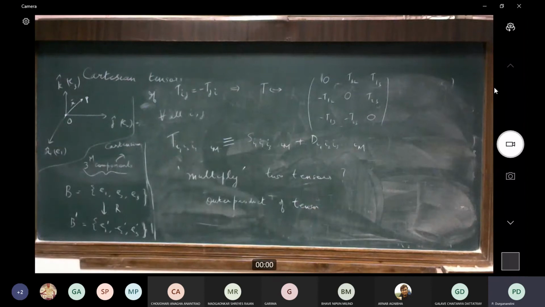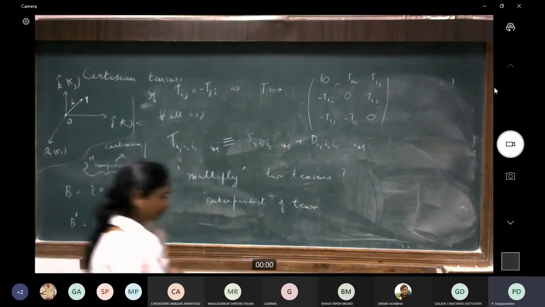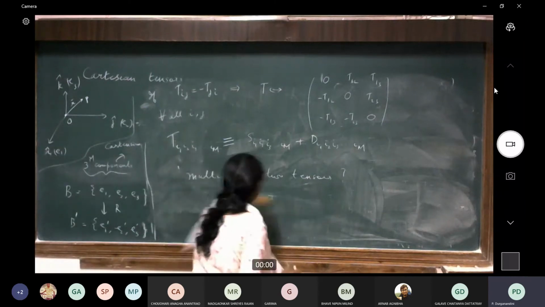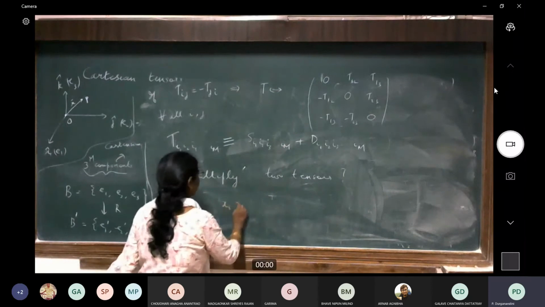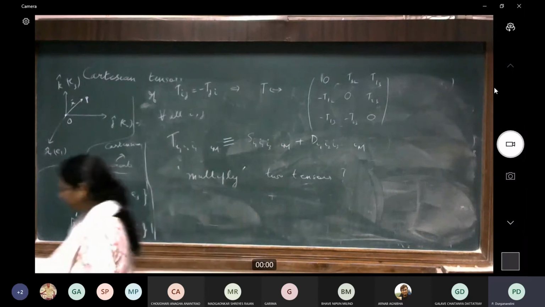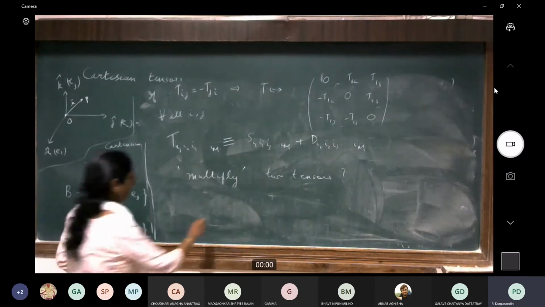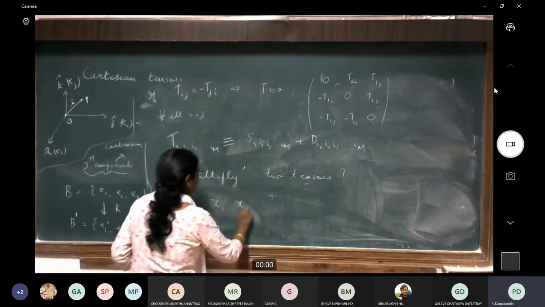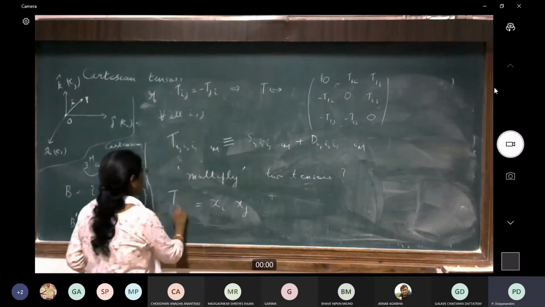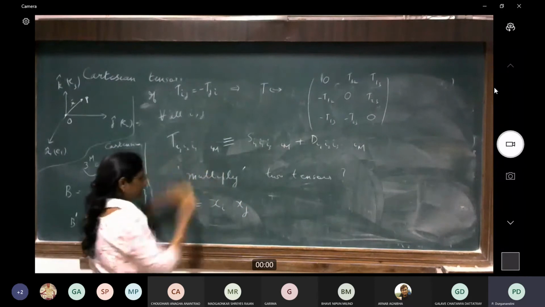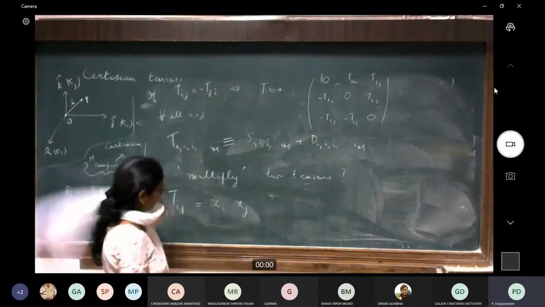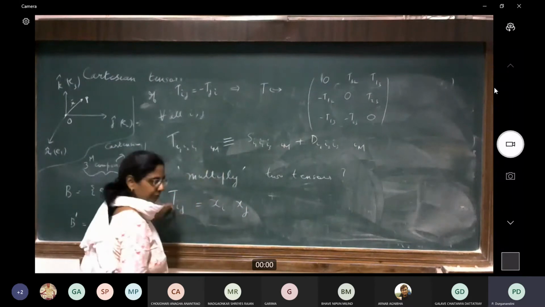Okay, maybe I should just show you this one. Let me just do one more thing. So I constructed two tensors. Let me again just demonstrate this. So I took this xi, xj. This was tij. So by multiplying, again this is in quotes, two tensors of rank 1, I got a tensor of rank 2.